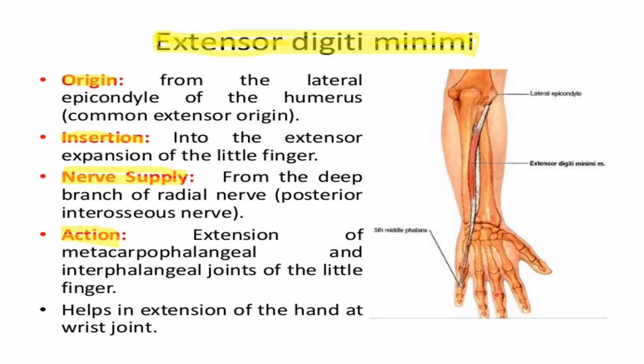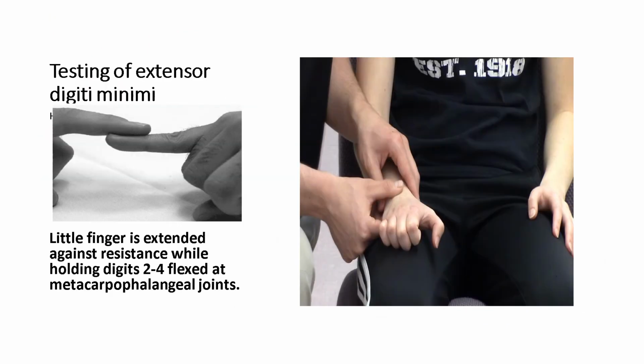The lateral part joins with the tendon of extensor digitorum. Here the extensor digitorum tendons are attached, and the medial one is on the little finger. So it helps in the extension of metacarpophalangeal and interphalangeal joints of the little finger. In testing of this extensor digiti minimi muscle, the little finger is extended against resistance while holding the second to fourth digits flexed at the metacarpophalangeal joints. If the muscle is acting normally, then its tendon can be palpated.